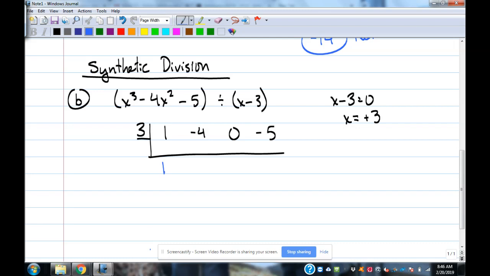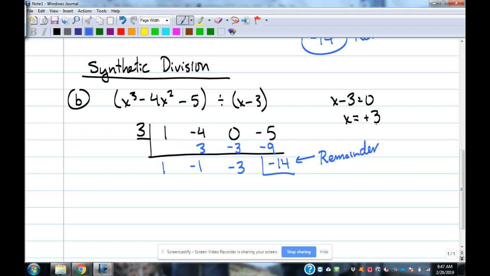And then you multiply. 1 times 3, 3. And then you add. Negative 4 plus 3, negative 1. And then multiply. Negative 1 times 3 is negative 3. Add. Multiply. Negative 3 times 3, negative 9, and then we get negative 14 over there. That last place, that's your remainder, just like it was in the long division.